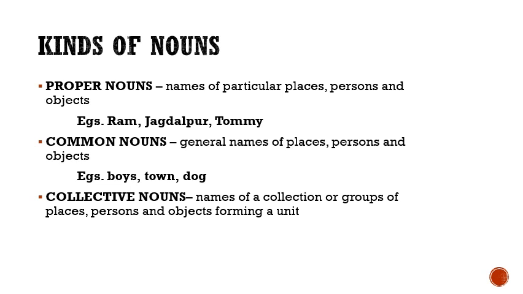Then we have collective nouns. Collective nouns are names of a collection, as the name suggests, collection or groups of places, persons and objects forming a unit. So when we are collectively calling or naming a place, a person or object, it is called a collective noun. Examples: bunch, army, nation.